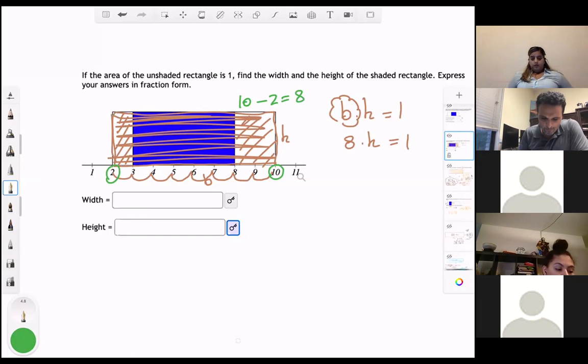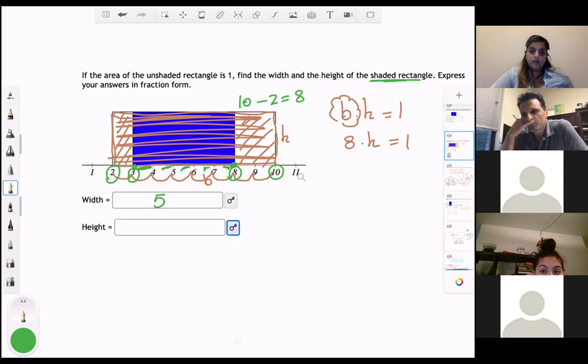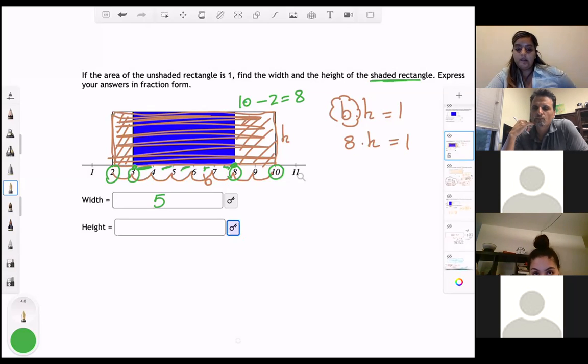So the width will be the width of what? Find the width and length of the shaded rectangle. So from here to there will be 8 minus 3, which is 5, or we can go 1, 2, 3, 4, 5. Good. What is the height? Kendall, what's the height? Is it 1/8? Beautiful. Very good.